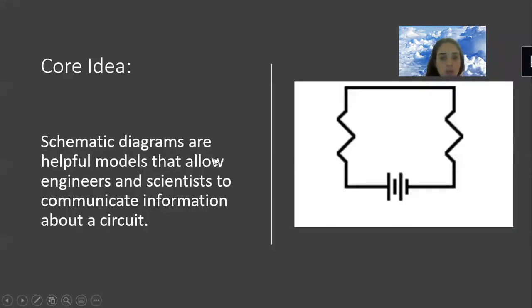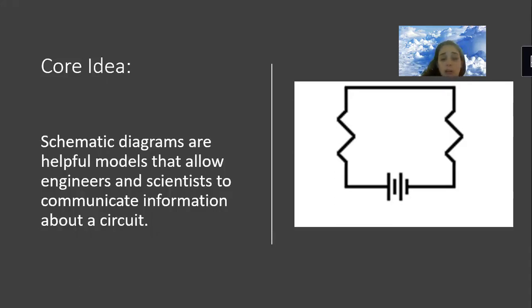Okay, so a core idea of today's lesson is that schematic drawings are helpful models that allow engineers and scientists to communicate information about a circuit. So the circuits that we've seen today were very simple, but circuits can get really complicated. And within the remainder of this unit, like I mentioned before, we're going to keep using these symbols with relatively simple circuits. But the more complicated electronics get, the more complicated the circuit diagrams are.